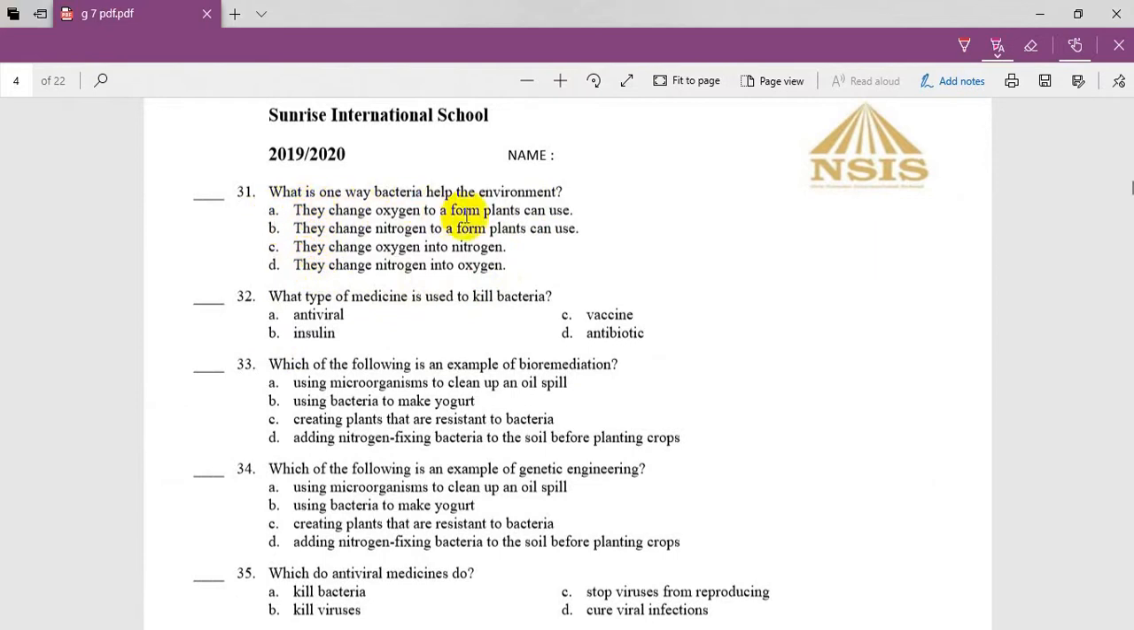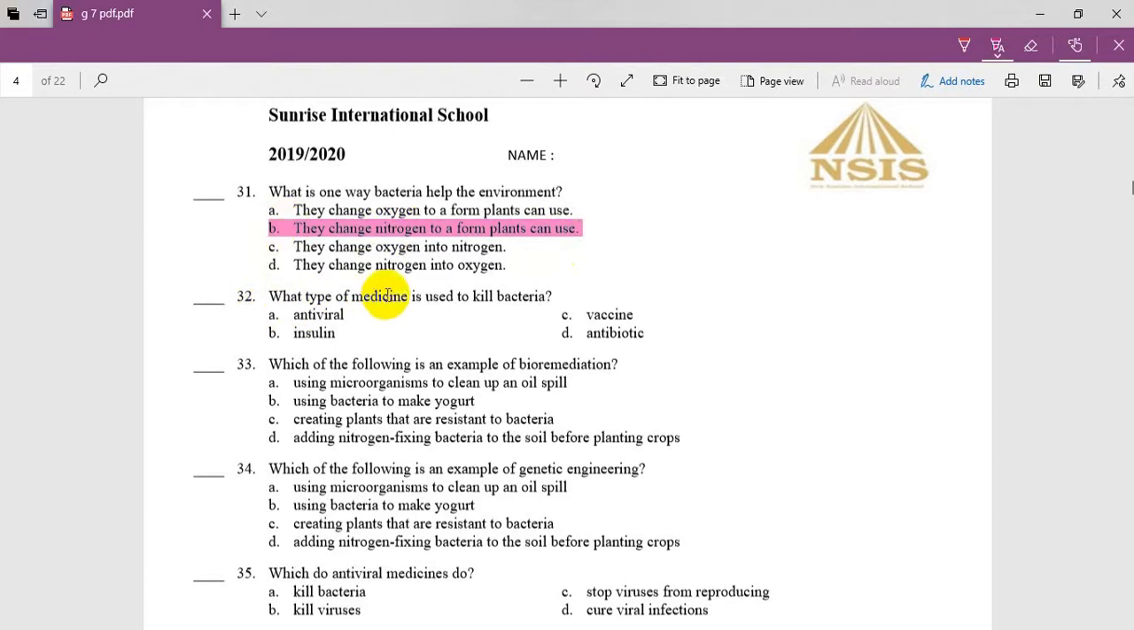They change oxygen to a form plants can use, or they change nitrogen to a form plants can use. We will choose letter B because of something called nitrogen fixation. In nitrogen fixation, bacteria live on the roots of the plant, and they change nitrogen gas into nitrogen substances which plants can use. This is called nitrogen fixation. So the answer is letter B.